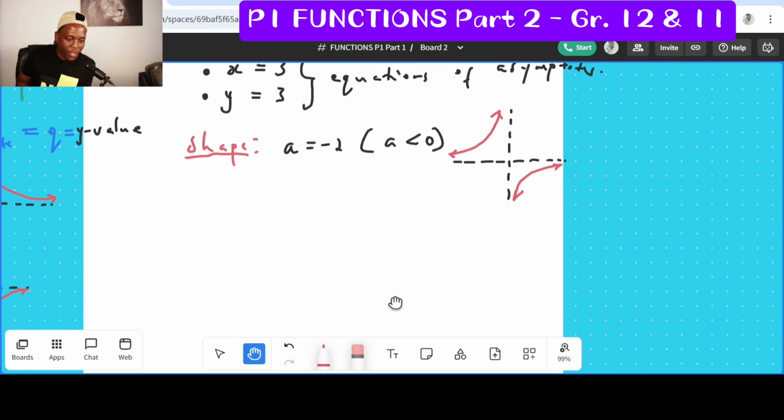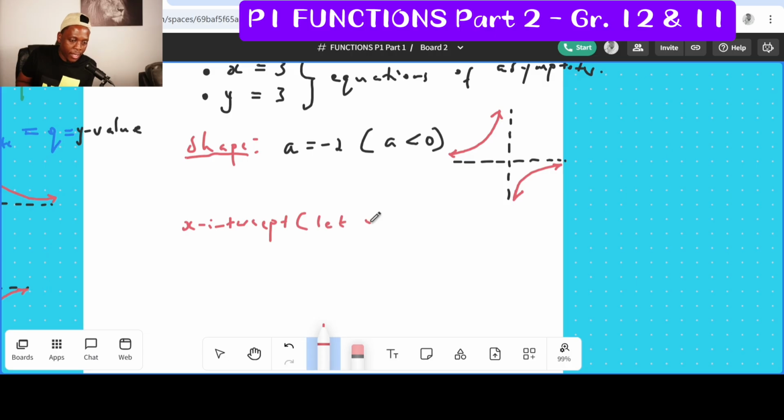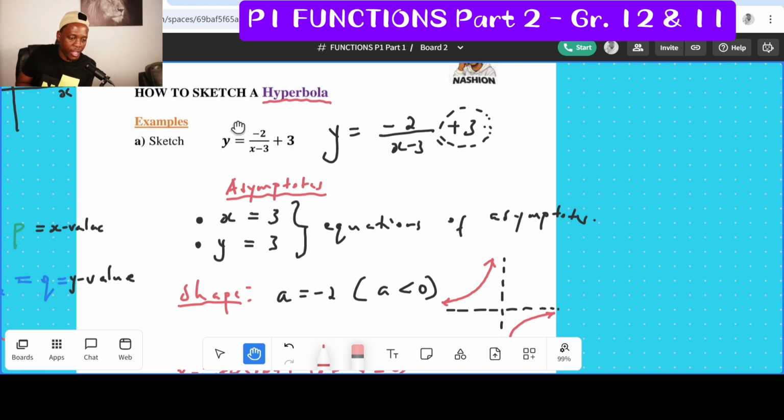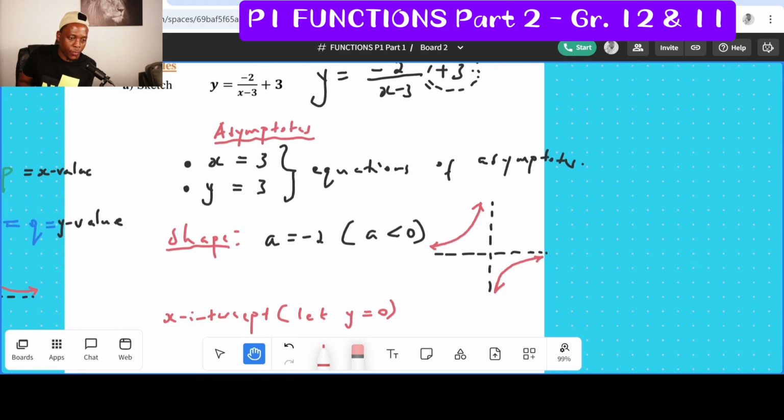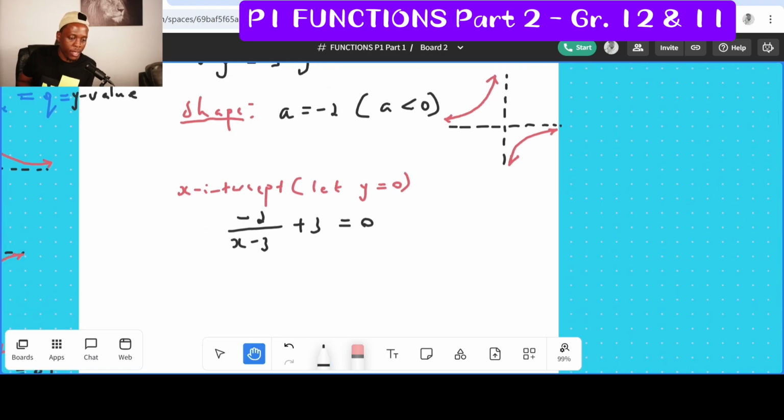Now, what's missing? That will be the next step where we find the intercepts with the axis. Let's start with the x-intercept. We let y equal to 0. In our original equation right there, where we see y, we're going to be putting 0. So the whole expression here is going to be equated to 0. So we are talking about -2 over x minus 3 plus 3, everything is equal to 0. Then we solve for x.